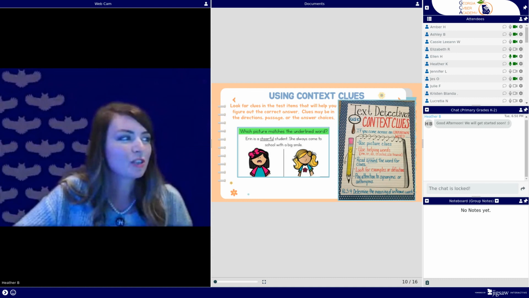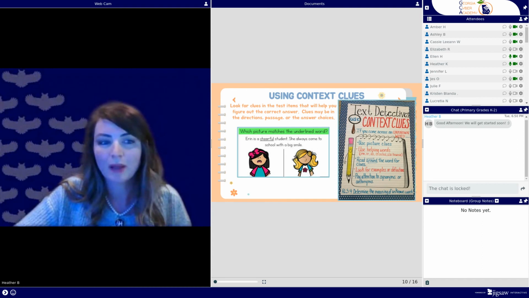So which picture matches the underlined word? Erin is a cheerful student. Okay, so just by looking at your pictures here, you're able to use your context clues, and you're looking for the word cheerful.